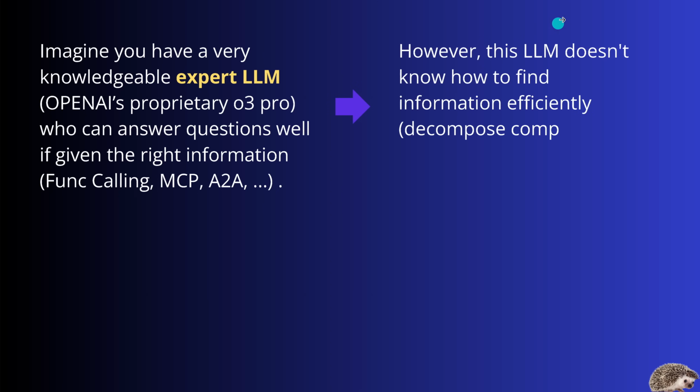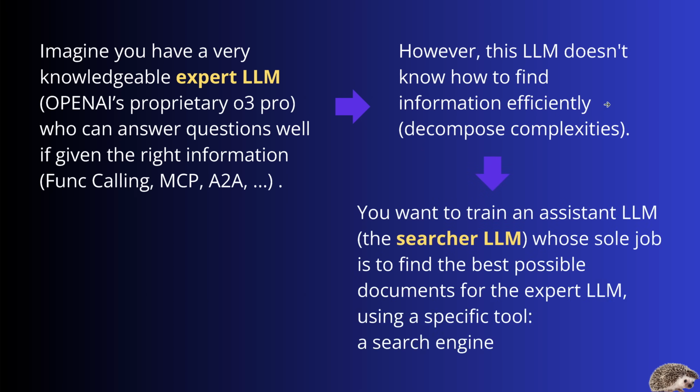So what we did, we said, okay, but this expert LLM doesn't really know how to find information efficiently. Because maybe it doesn't compose the complexity in an efficient way, maybe it has no feedback loop given a particular search engine, and there are a lot of other reasons. So naturally, we wanted to train a separate LLM, we call it now a searcher LLM, whose only job, absolutely now trained, is to find the best possible documents for the other LLM. So we have now a specific tool that this system is optimized for.